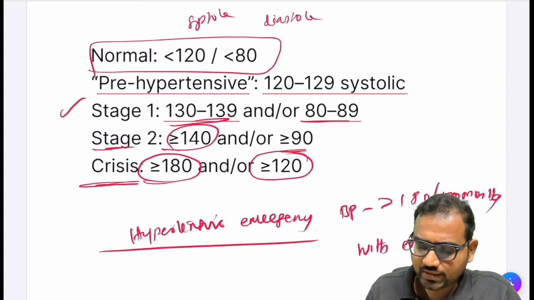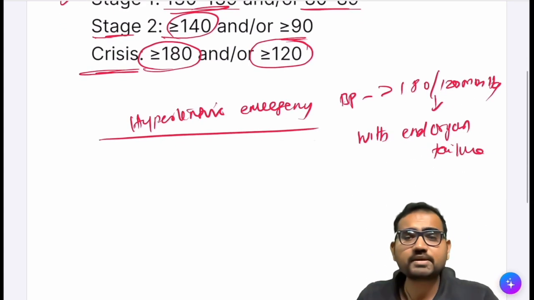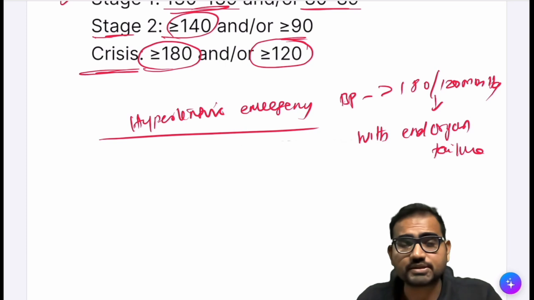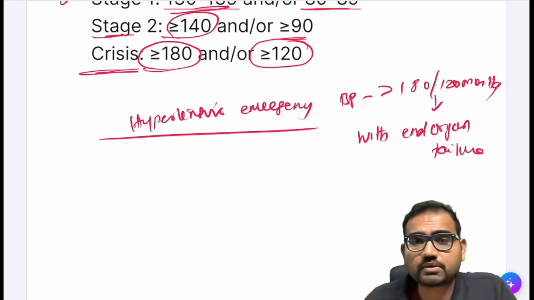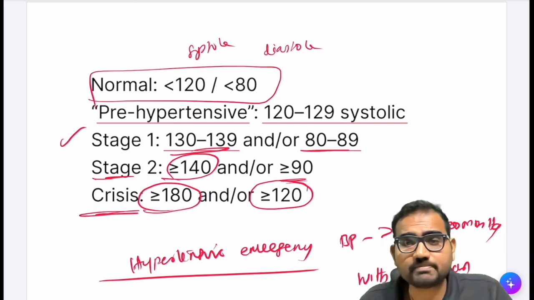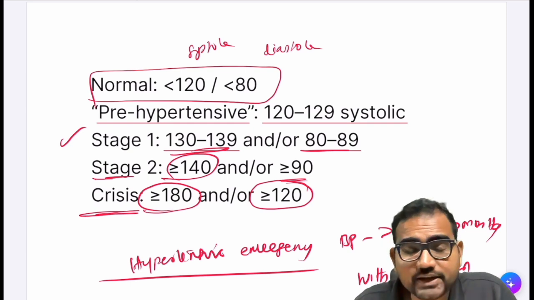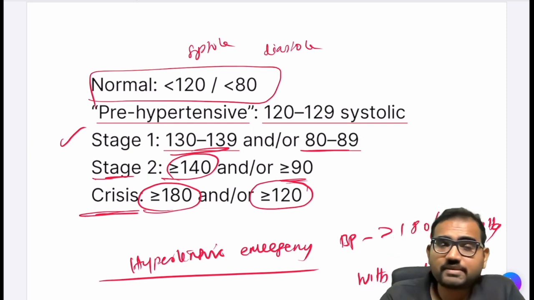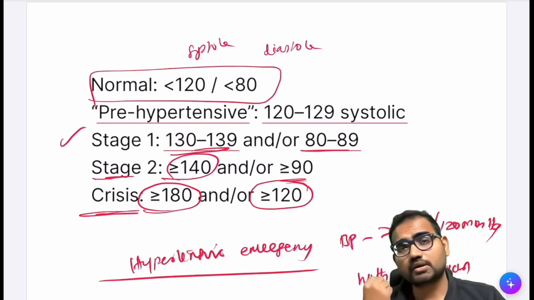Okay, so with end organ failure, there is going to be hypertensive emergency. These patients need to be taken to the hospital immediately. So these are all the basic values. Hypertension is extremely dangerous to the heart because, imagine a patient having high blood pressure.